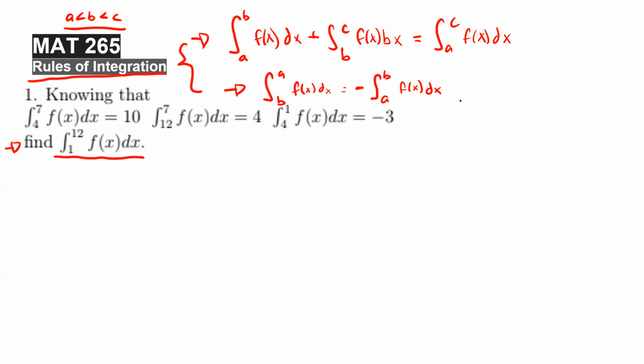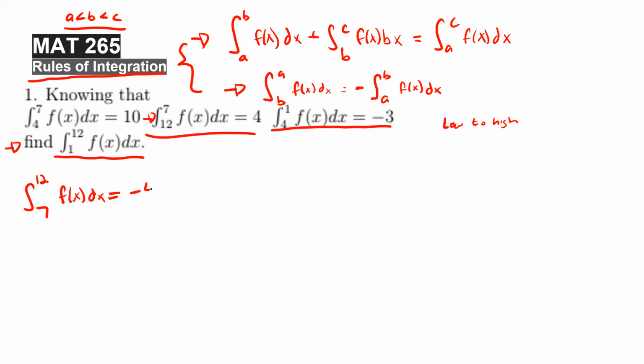Well, we want to write everything in terms from low to high, so to speak. So for ones like this one and this one, we should rewrite them. So we can write the integral from 7 to 12 of f of x dx is going to be the opposite of this one, right? Write it as negative. The integral from 1 to 4 of f of x dx is going to be negative negative 3, which is just 3.